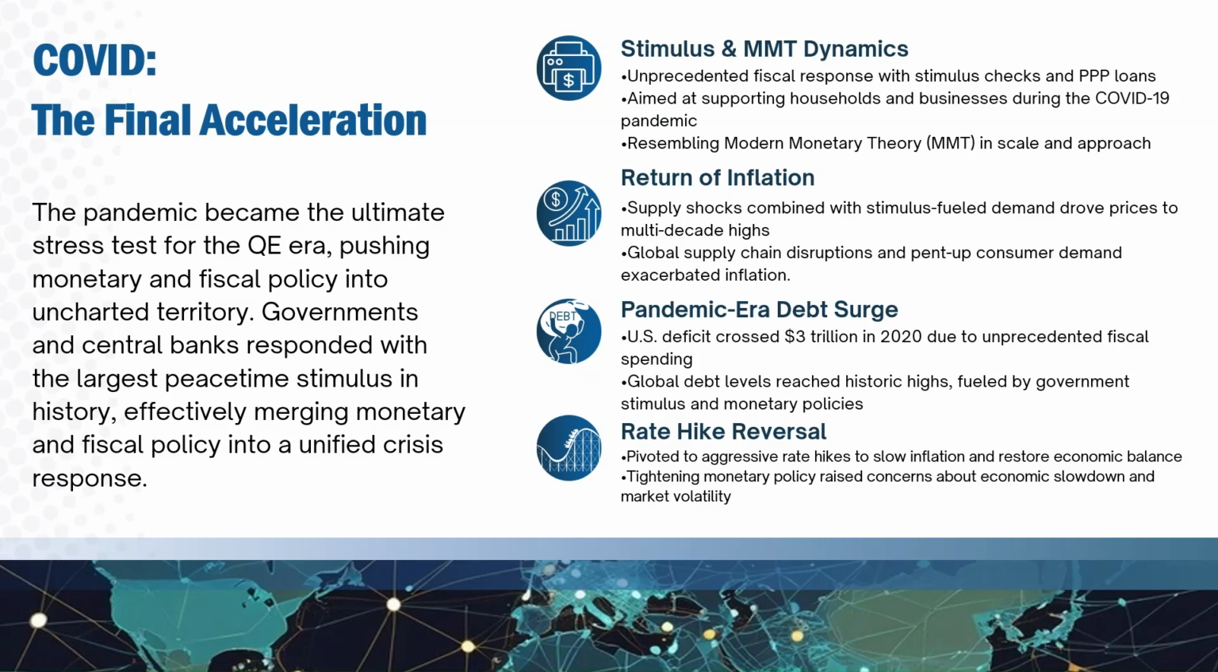At the same time, supply chains broke while demand surged, leading to the highest inflation rates in decades. Eventually, inflation started to spiral, and central banks reversed course, launching aggressive rate hikes to cool the economy. But this abrupt tightening raised new fears of economic slowdown, financial instability, and a painful adjustment to the excesses of the QE era.